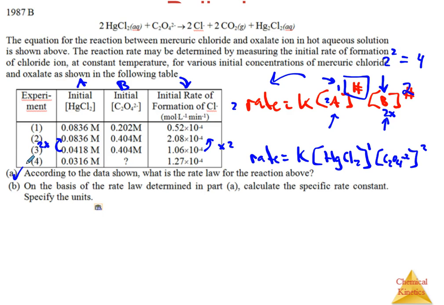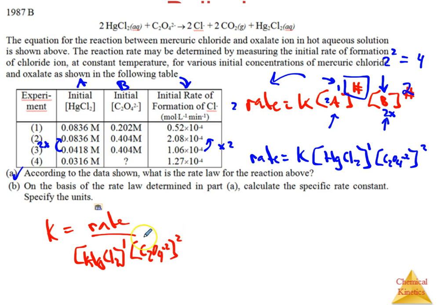All right. So to solve for k, we just use algebra. We take k equal to rate divided by these two things. You okay with me rewriting it that way? So k equals rate divided by HgCl2 to the first, C2O4 minus 2 to the second. All right. Now, that's the algebra to solve for k.